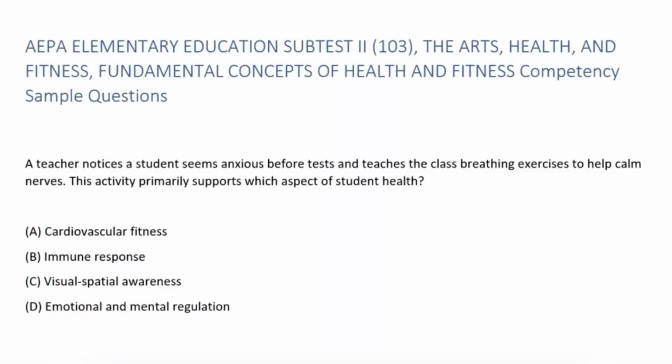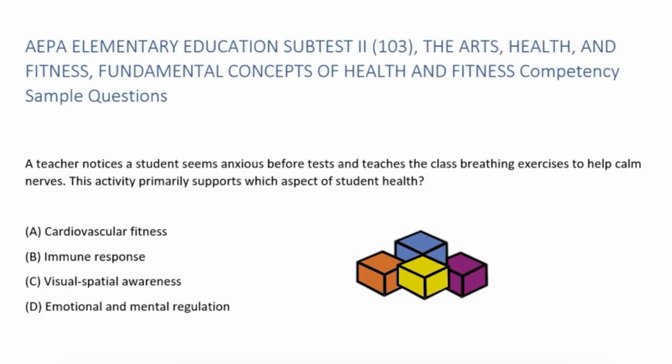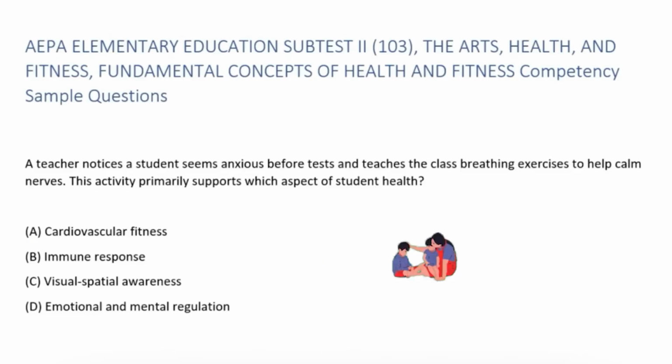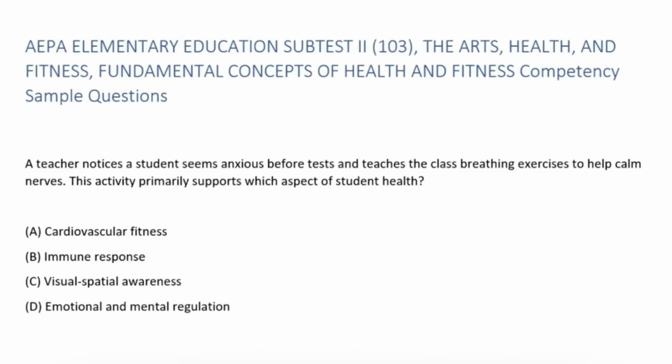Okay, let's get into the first question. A teacher notices a student seems anxious before a test and teaches the class breathing exercises to help calm nerves. This activity primarily supports which aspect of student health? A. Cardiovascular fitness. B. Immune response. C. Visual spatial awareness. Or D. Emotional and mental regulation. The answer is D.